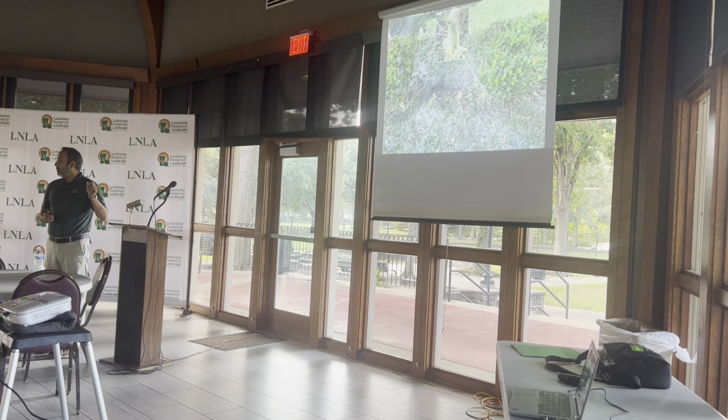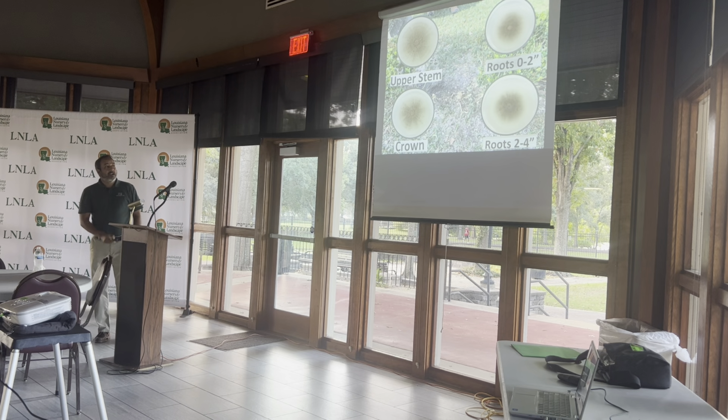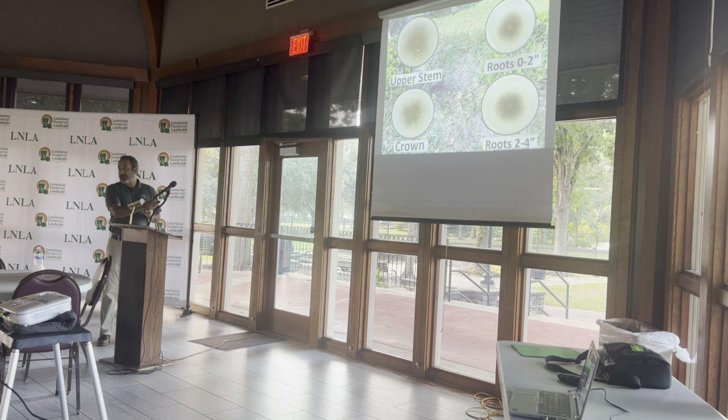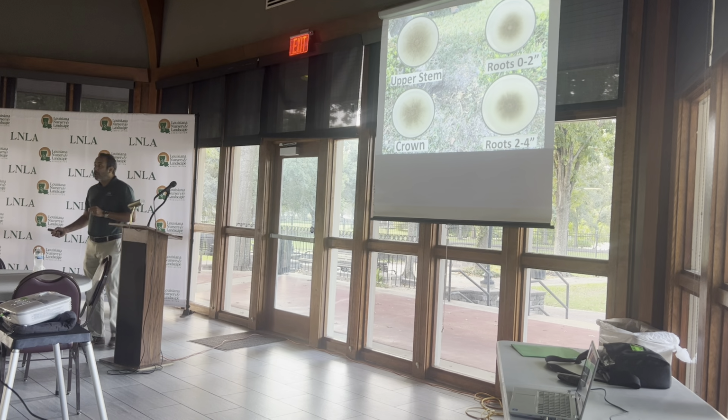So this is the same example where it's producing those spores. Okay? So it is staying in that affected plant material. So what we did over here, that we dug those stumps out, okay, that was about a year old when they were removed. Okay? So the plants were removed a year before we dug those. And you can see it is present on the upper stem, it is present in the crown, present at 2 inches, present at 2 to 4 inches.